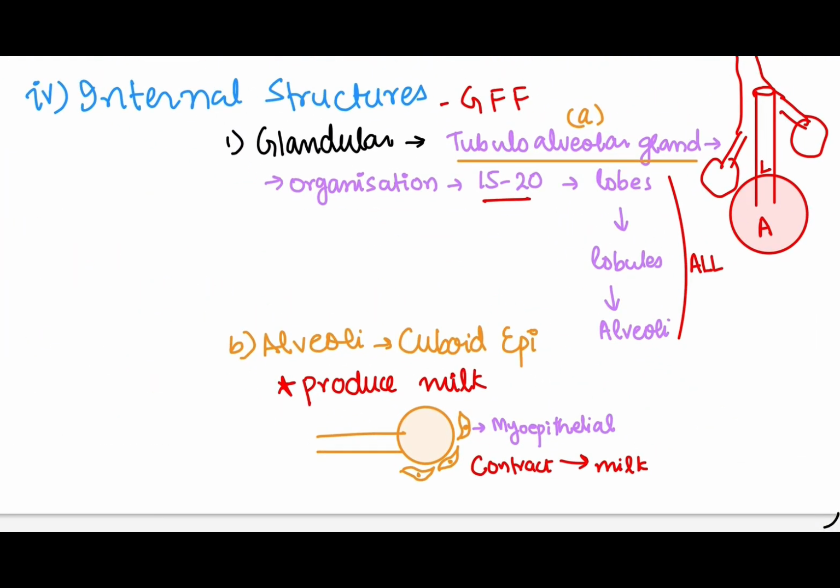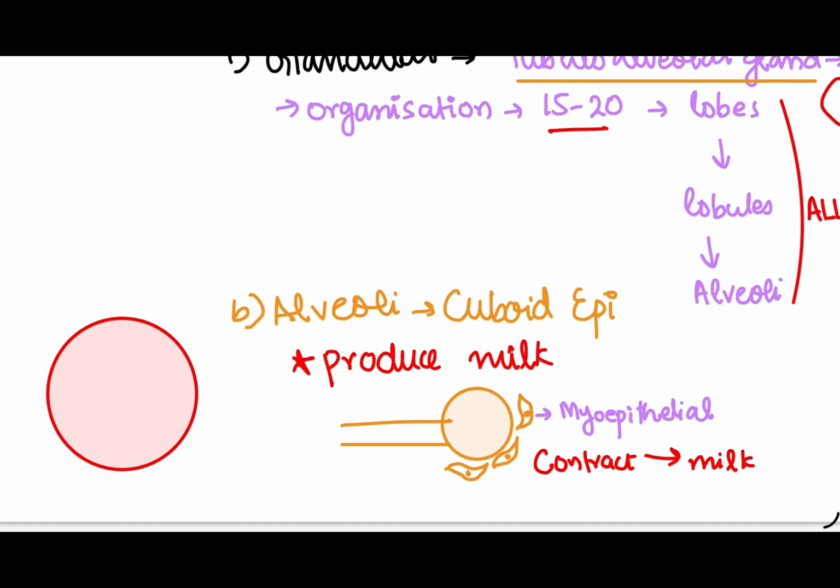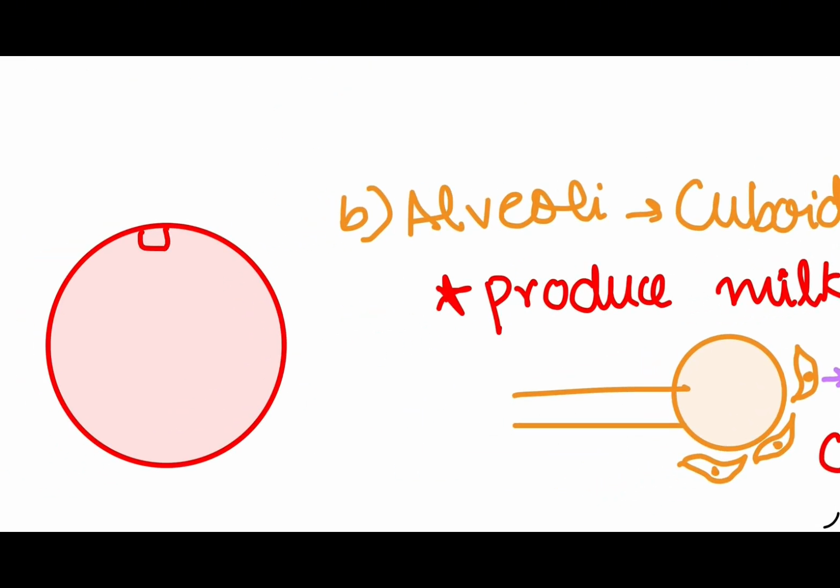Alveoli, you have heard the name in respiratory physiology. It's going to be the same. An alveolus is like a sac-type structure, and it contains small cuboidal epithelium, like this cube-shaped structure. And what is its purpose? Milk.